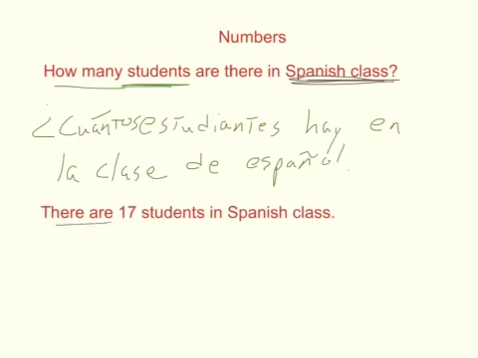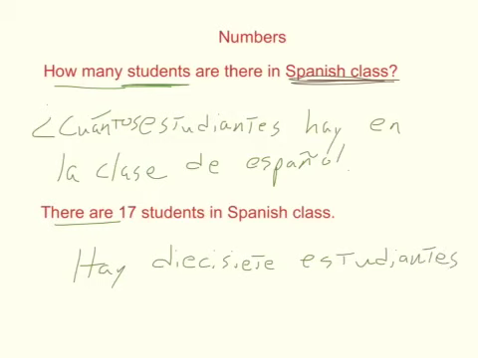Okay, to answer it, there are is hay. 17 is diez y siete, so diecisiete estudiantes in Spanish class, so in the class of Spanish, en la clase de español.